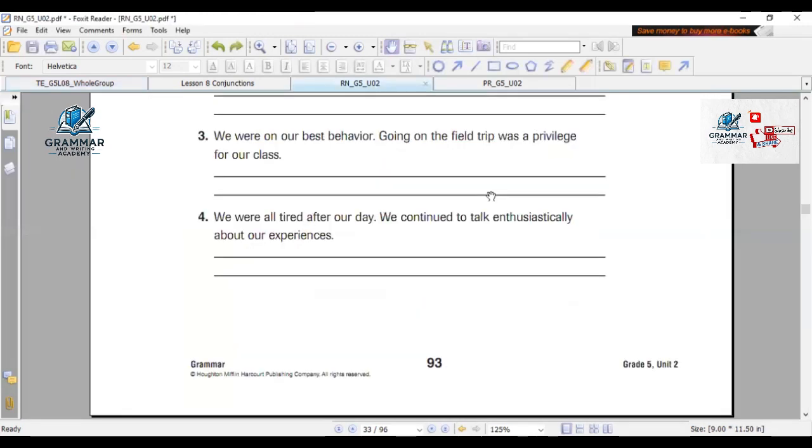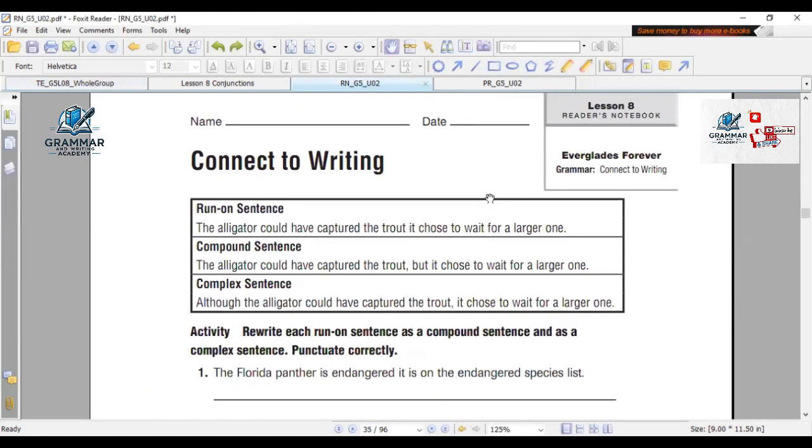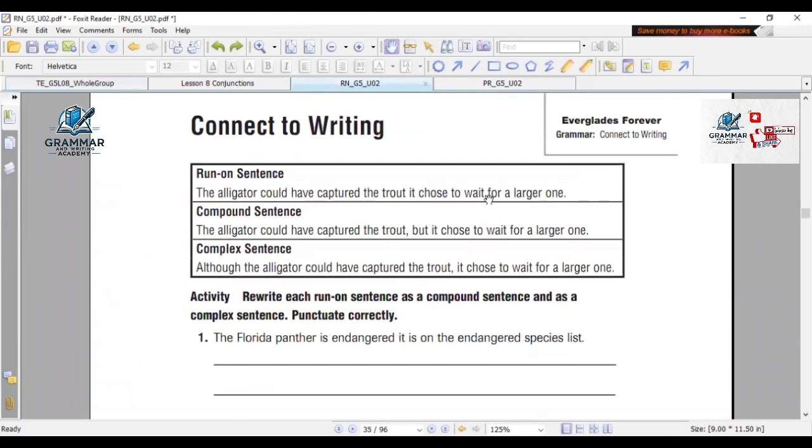Okay, I'm going to move right now to page number 95. Run-on sentence. You know that a run-on sentence is a sentence that misses a punctuation mark or a conjunction. The alligator could have captured the trout. This is the first sentence, by the way. It chose to wait for a larger one. The first sentence stopped here, right? And the second sentence starts from here.